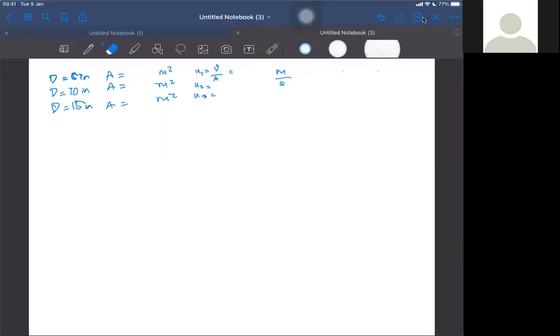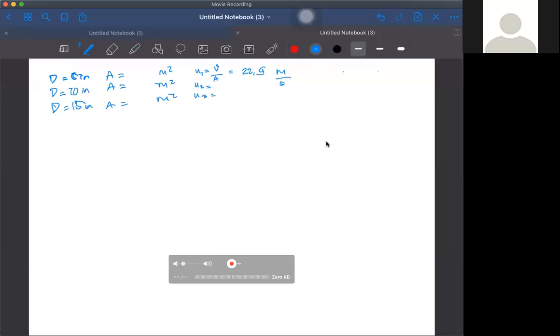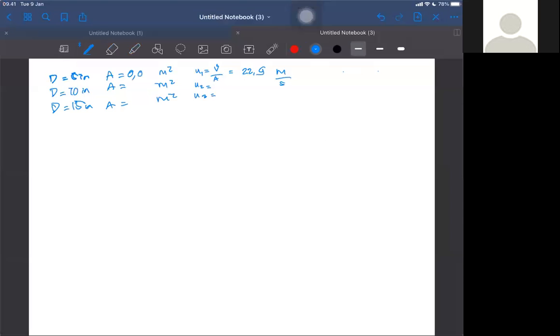For U1, it's 22.9, sir. Which one, the area or the velocity? The velocity, sir. 22.9. Yeah. Just a moment, the area. The area is 0.0127 for 5 inches, sir. Okay.